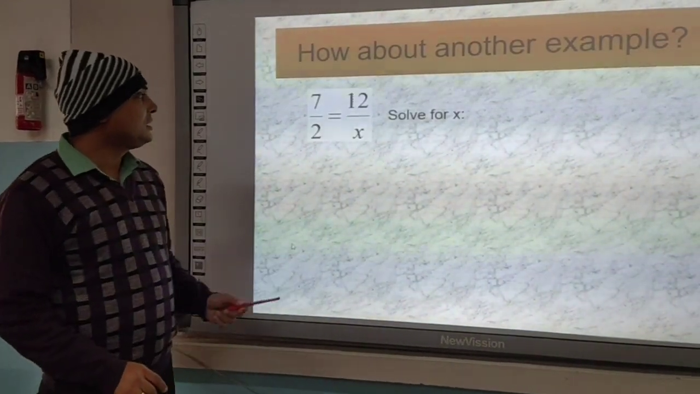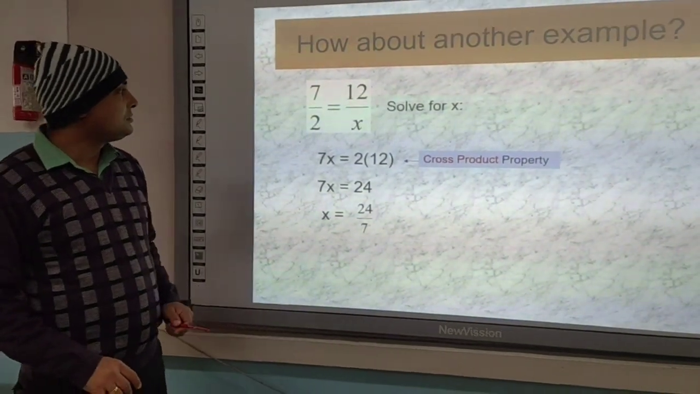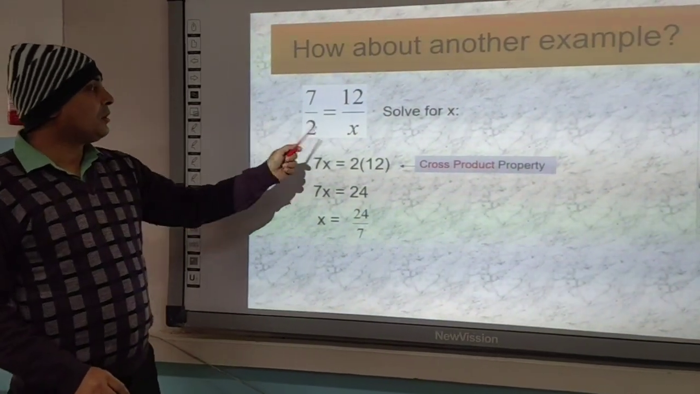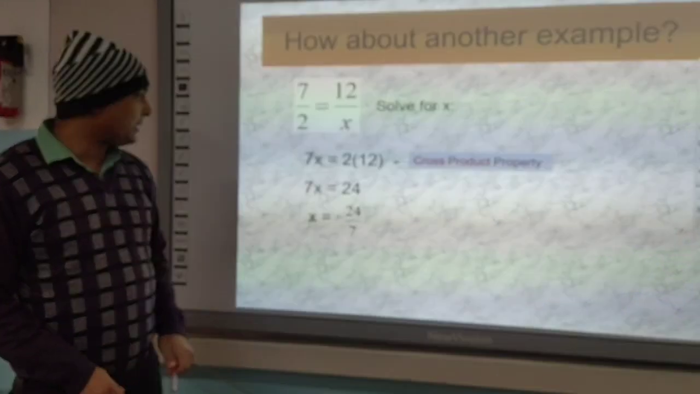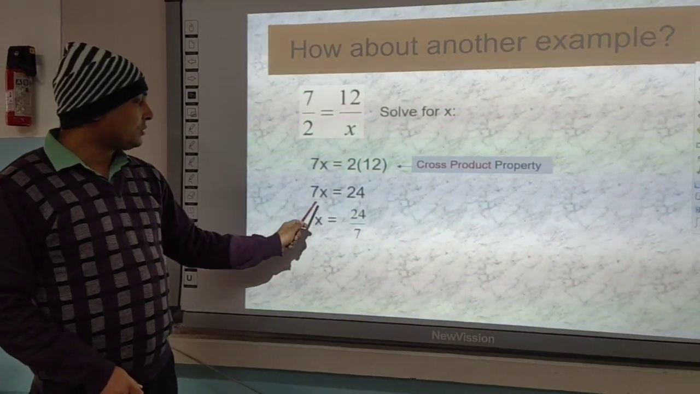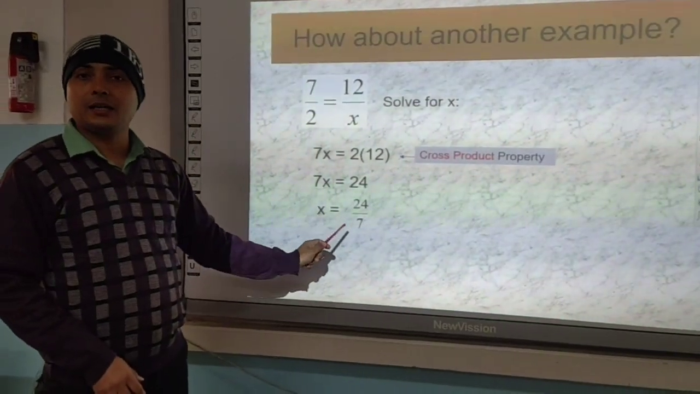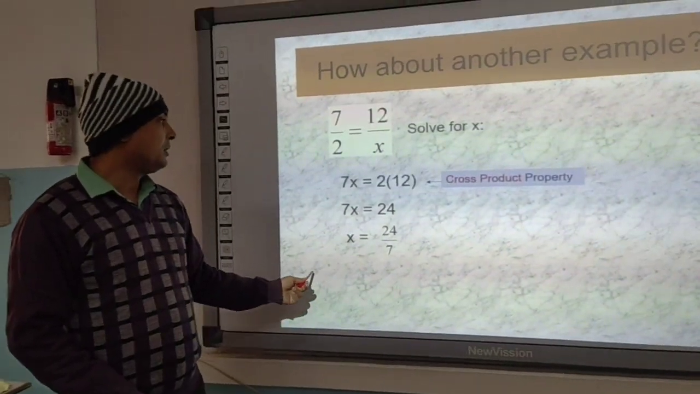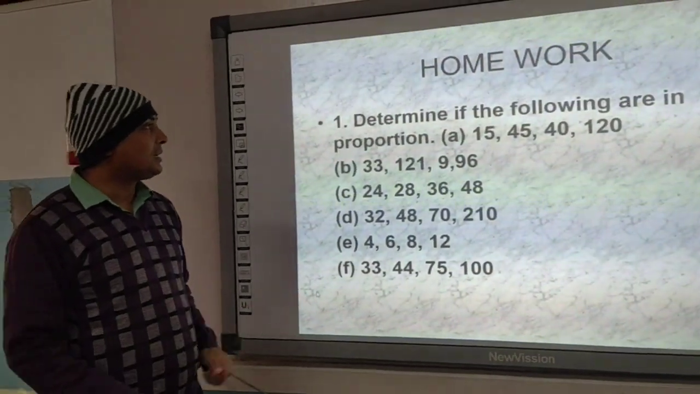Now similarly, there is another example. 7 by 2 is equal to 12 by x. We can find it by the same cross multiplication method. 7x equals 12 into 2, 24. So x will be equal to 24 by 7. Here we are getting a fractional number. So similarly, we can find some other examples.